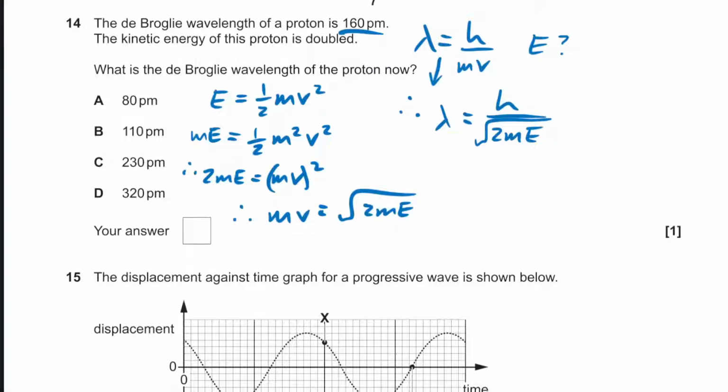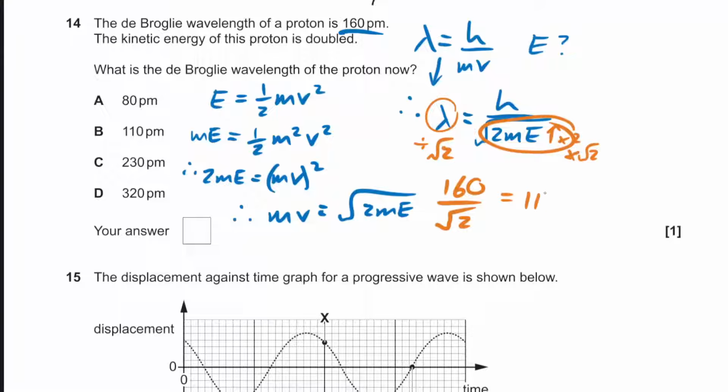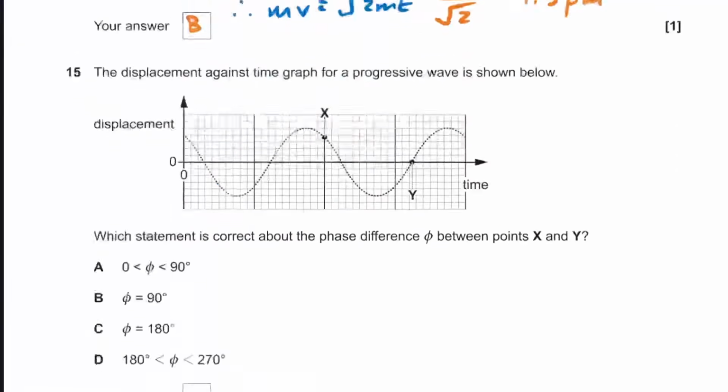And if we know that the kinetic energy is doubled, so it's times by 2, we know that the wavelength is going to therefore go down by root 2, because this is going up by root 2. So the whole equation has to be going down by root 2. So 160 divided by root 2 gives us 113. So I guess we just round that to 110. So the answer is B. So yeah, kinetic energy and momentum, knowing how to equate those two, very important.